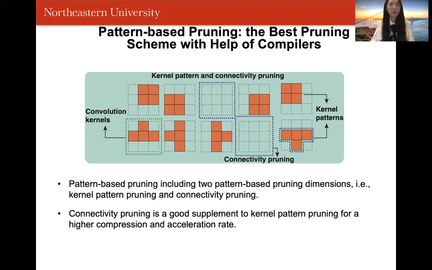Therefore, in our paper, we consider another pruning scheme, which is pattern-based pruning, the best pruning scheme with the help of compilers. Pattern-based pruning includes two dimensions: kernel pattern pruning and connectivity pruning. Kernel pattern pruning chooses to reserve a fixed number of weights in each kernel. Connectivity pruning cuts the connections between certain input channels and output channels, which is equivalent to removing whole kernels. As pattern-based pruning removes a fixed number of weights in each kernel, it leads to a fixed compression rate. So connectivity pruning is a good supplement to kernel pattern pruning to achieve a higher compression and acceleration rate.